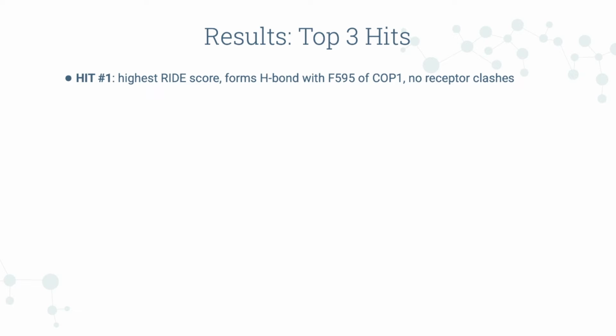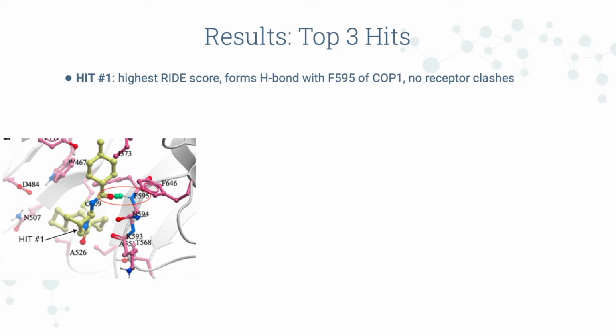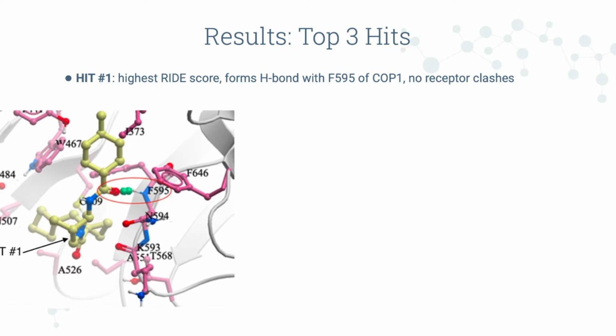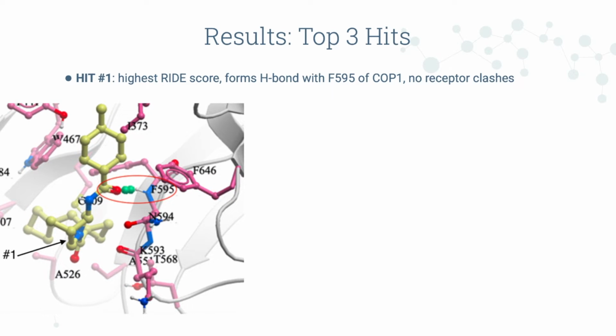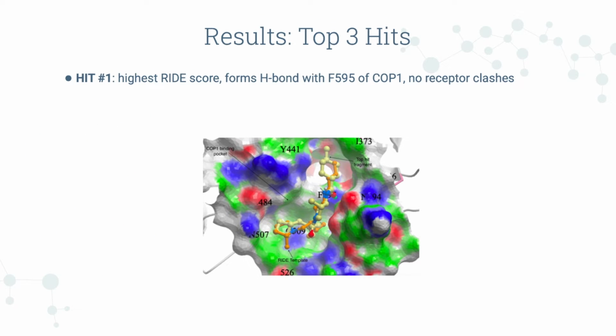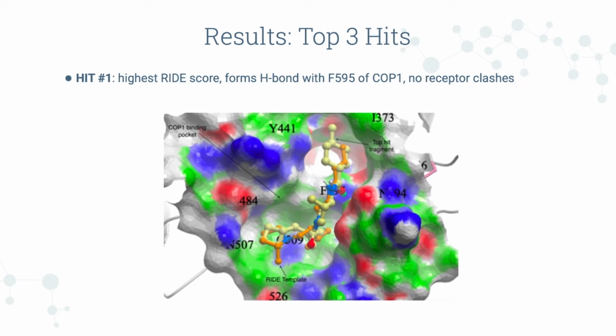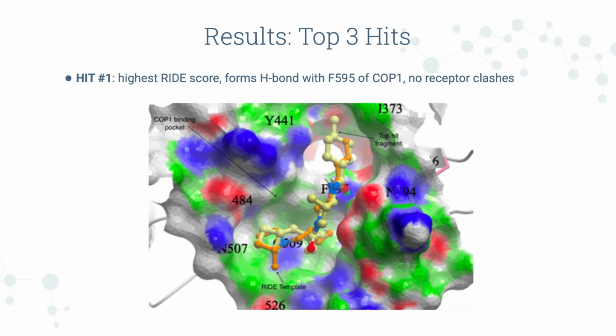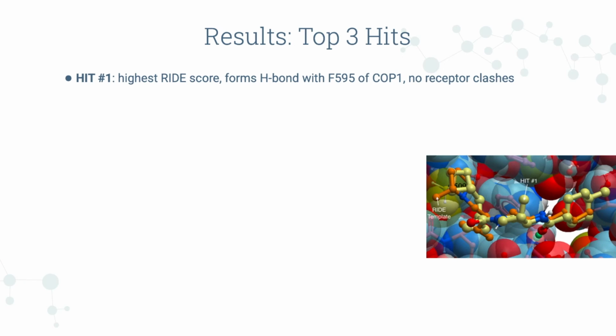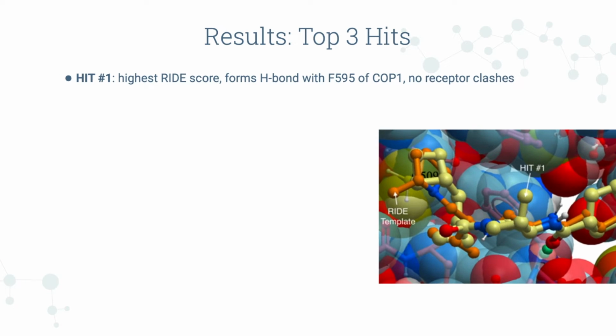Hit number 1 was chosen based on the highest and most favorable RIDE score. Hit number 1 can be seen forming a hydrogen bond with a critical COP1 residue, F595. The hit can then be seen overlaid onto the RIDE template and placed favorably into the substrate binding pocket of COP1. The CPK image of the ligand hit was also generated to check for possible receptor conflicts, and none were found.